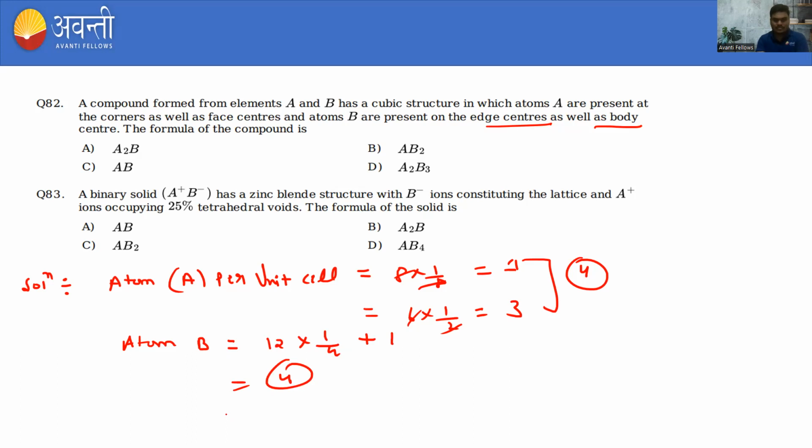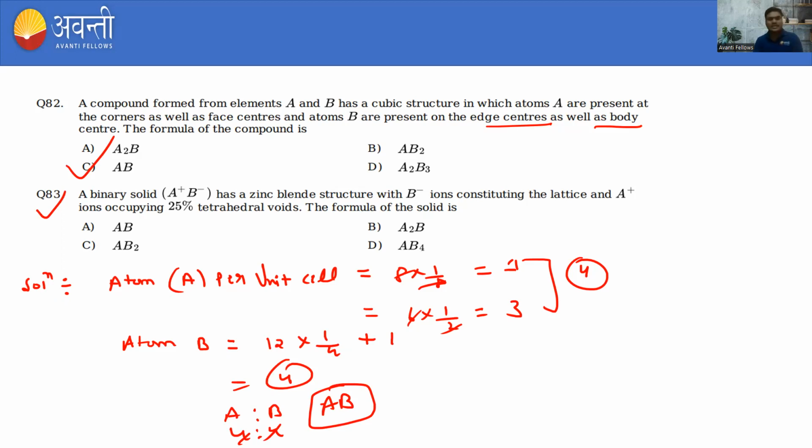So what is the formula? This comes out to be A ratio B, which is equal to 4 ratio 4. So the formula becomes AB. Right. So this is also a very simple question. So option C is absolutely correct for this question. Right. Now, move to the next question, that is question number 83.